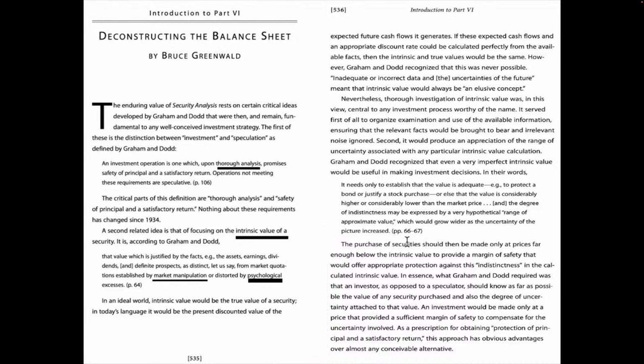The purchase of a security. So essentially what he's talking about is margin of safety. Okay. I know it's very difficult, they don't call it that, but that's what it is. Okay. So the purchase of securities should then be made, and I'll explain all this right now, only at prices far below the intrinsic value to provide a margin of safety. Essentially, when you calculate the intrinsic value of a company, you typically, if you want to protect yourself, go below the intrinsic value of the company.